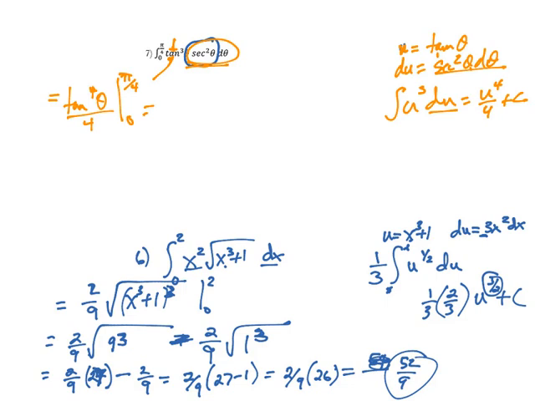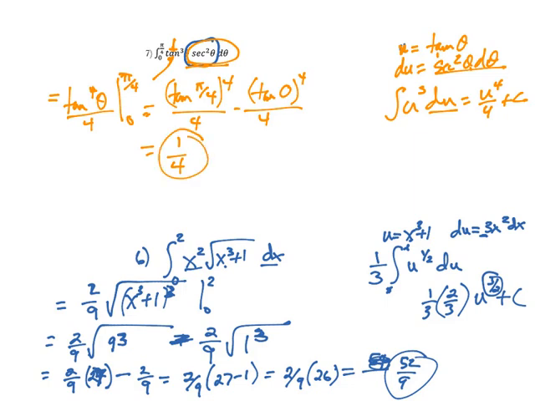Hopefully you remember all of the trig that you learned in pre-calculus. I know you didn't use a whole lot of it in AB calculus, but hopefully you will remember some of it. So when I plug in pi over 4, I'd have tangent pi over 4 to the 4th power over 4 minus tangent 0 to the 4th power over 4. The tangent of pi over 4 is 1, and 1 to the 4th is 1, so that's 1/4. The tangent of 0 is 0. 0 over 4 is 0, so my answer is just 1/4.